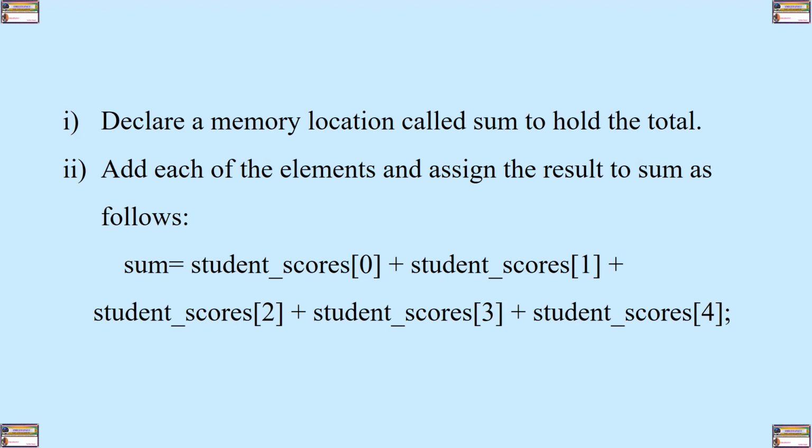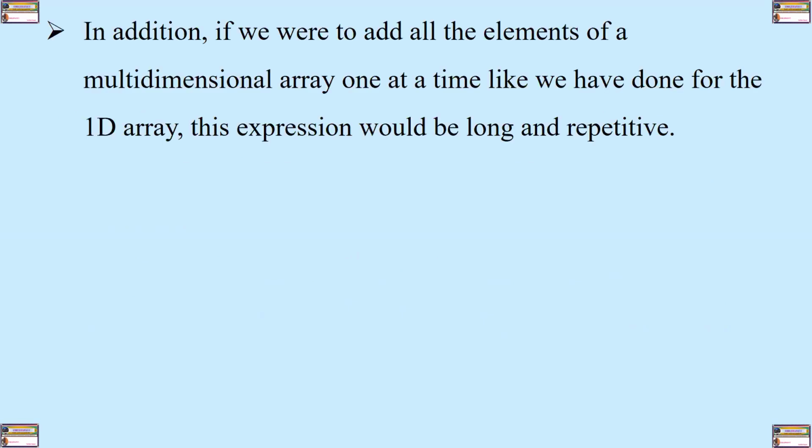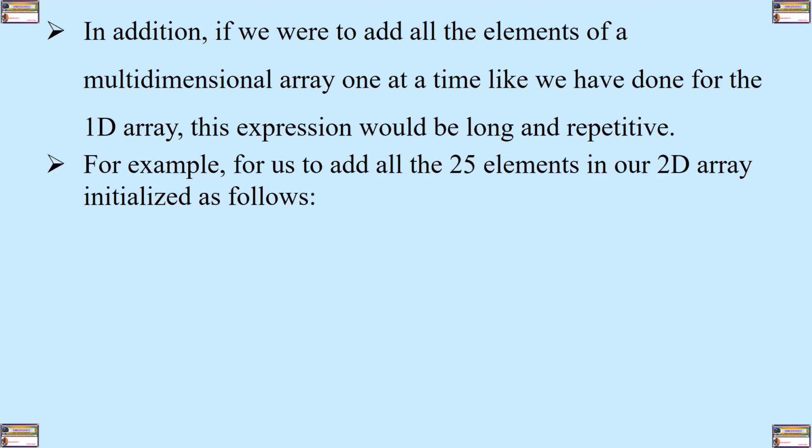Now, if you look at this statement, we are repeating student scores 0, student scores 1, student scores 2, etc. Cumulatively, the results are being assigned to a memory location called sum. In addition, if you were to add all the elements of a multidimensional array, one at a time, we'll just do it the way we have done for a one-dimensional array. But that will be a very long statement if the number of elements is very many. For example, for us to add all the 25 elements in our two-dimensional array, we'll do it like this.